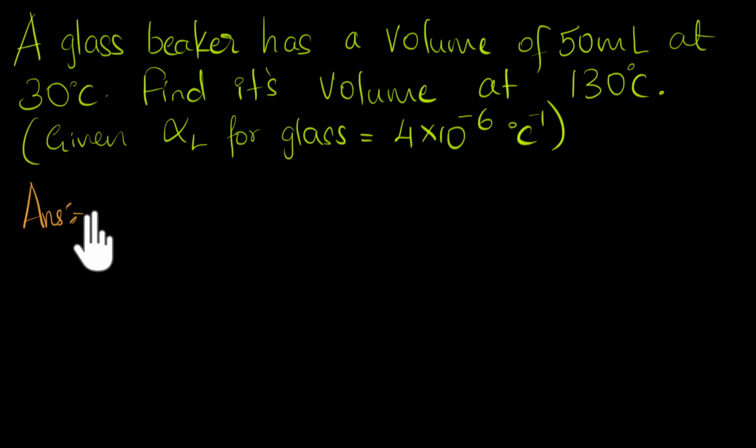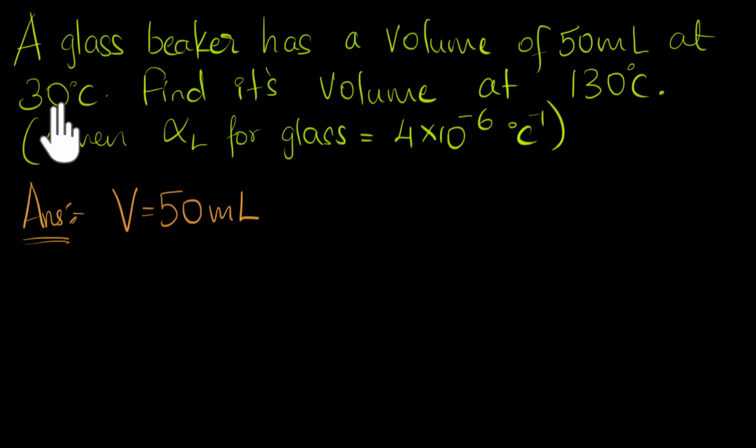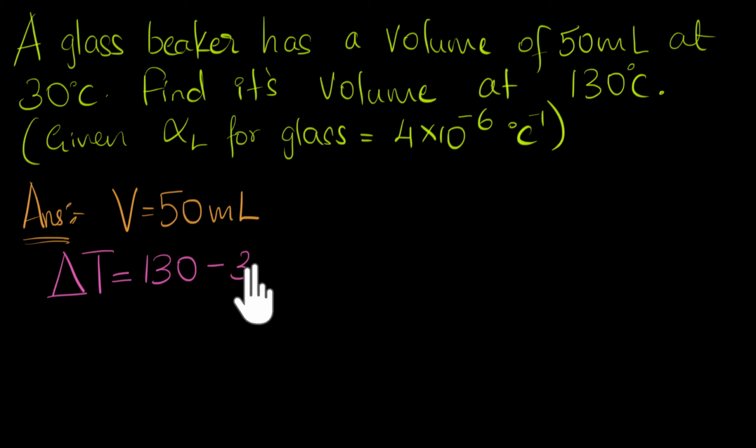Let's write down what's given to us. We've been given the volume of the glass, so we know volume is 50 ml, and that is at the temperature 30 degrees Celsius. We need to find its volume at 130 degrees Celsius. What's important for us is not the temperature, but the change in temperature, right? That's what causes expansion. So change in temperature is final temperature, 130, minus 30. That is 100 degrees Celsius. So the temperature is increased by 100 degrees Celsius.